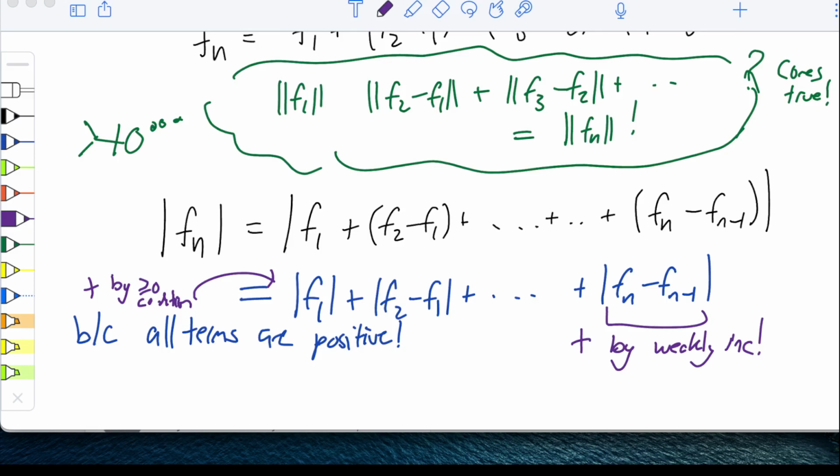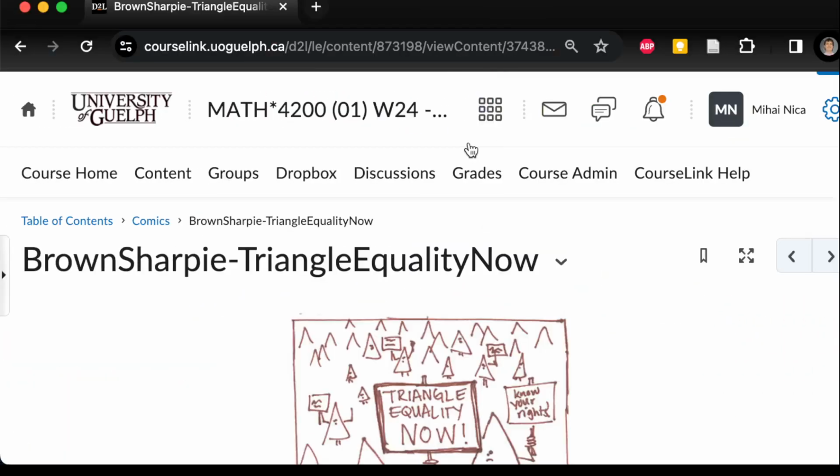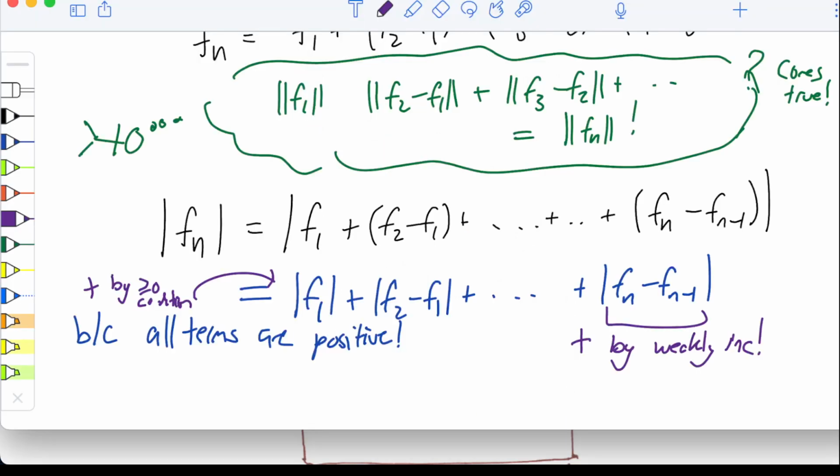Okay, I'm very excited. This comic says it's a bunch of triangles, and they're protesting. The triangle equality now. Know your rights, right? Triangle inequality is a terrible oppression on the triangles. These people are protesting for a better life, and we have given them the better life in the proof of the monotone convergence theorem. Okay, so it's an equality because it's triangle equality, right?